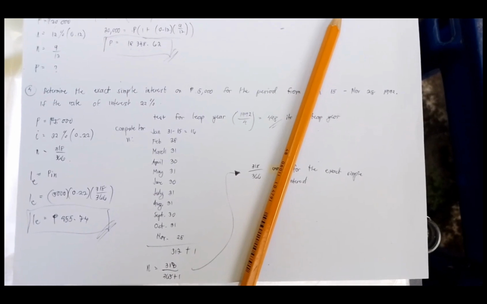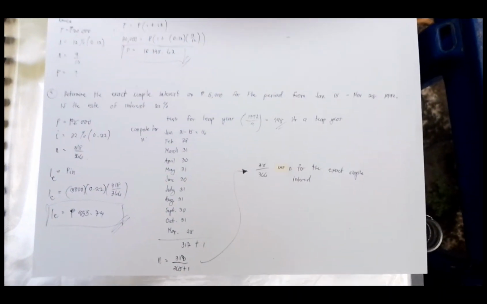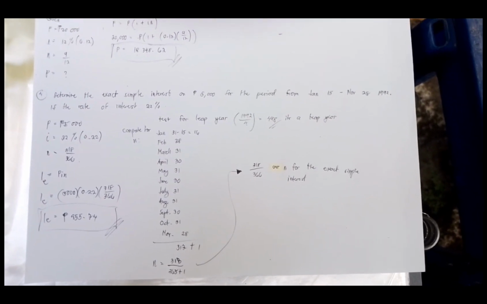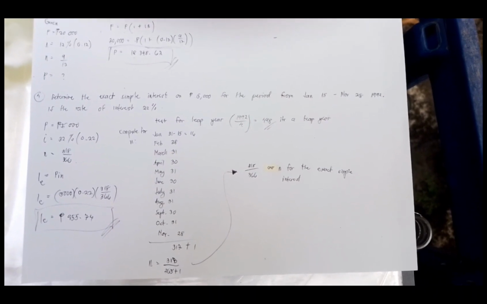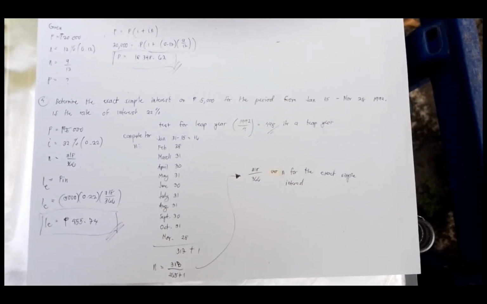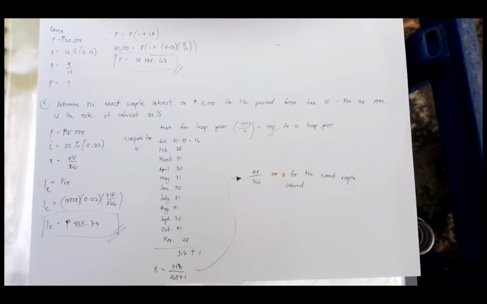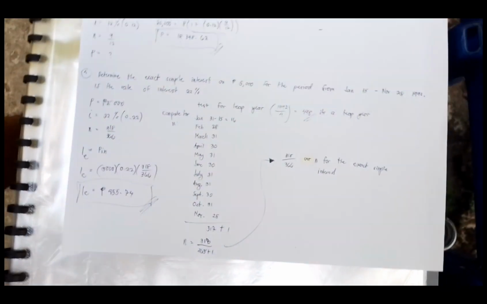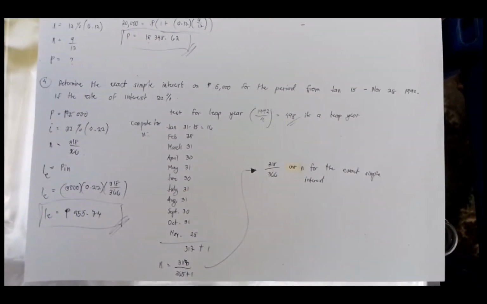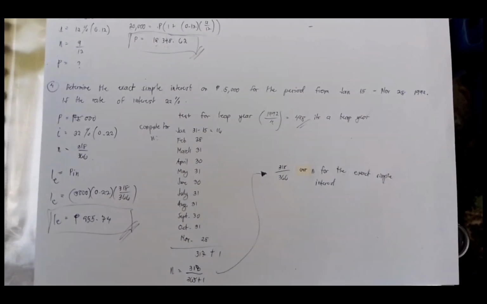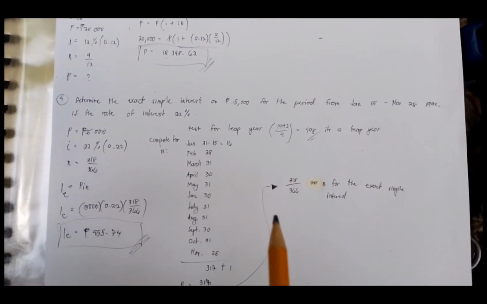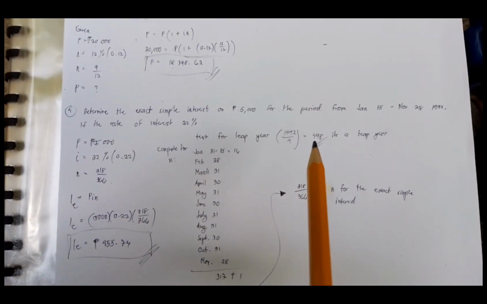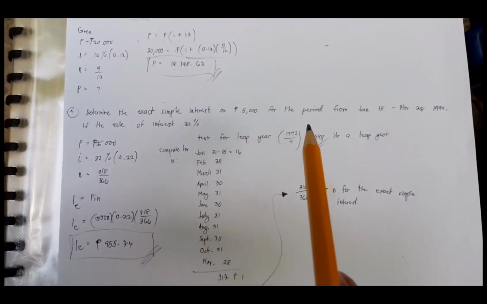Now number 4, determine the exact simple interest on 5,000 pesos for the period from January 15 to November 28, 1992, if the rate of interest is 22%. So first, since a year is given, identify if it's a leap year or not. How to identify if it's a leap year or not? Simply divide the year by 4. If it's equal to a whole number, then it's a leap year.